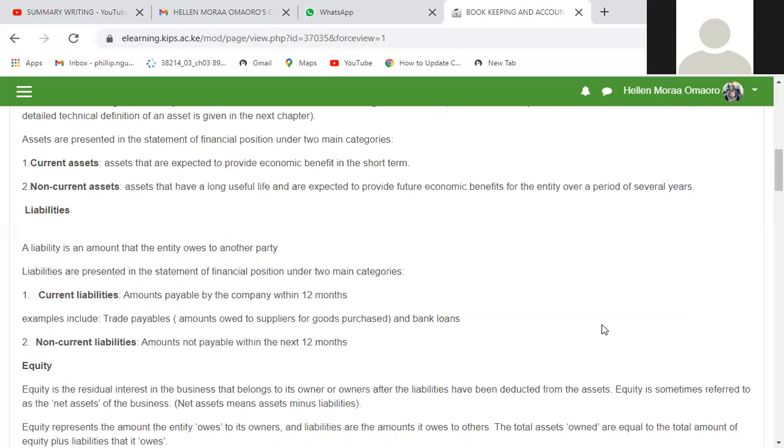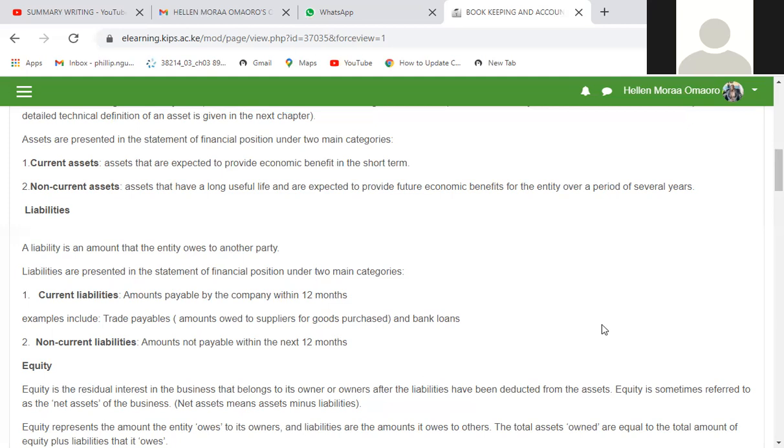We have non-current liabilities, which you also call long-term liabilities. They are supposed to be payable beyond the next 12 months. So it is beyond 1 year. You can pay them later. Those are long-term liabilities. Also, we call them non-current liabilities.